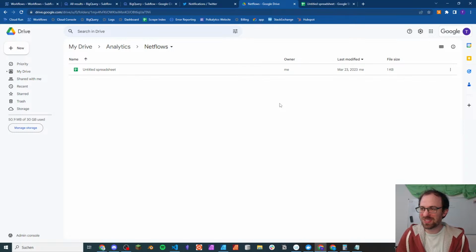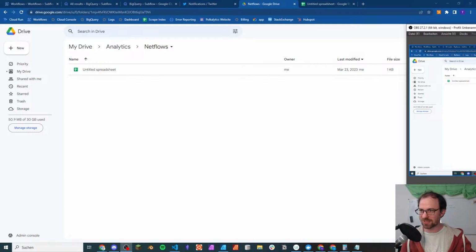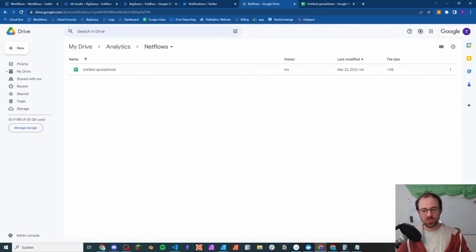The topic of today is Polkadot Parachain Netflows. What I mean by that is, first let me get the microphone in order. Do we have everything in order here? Yes, okay. So what we want to look at is that you have several parachains in Polkadot and the DOT token is flowing between those parachains. The question I'm interested in is, where is DOT flowing to? From which parachain to which parachain is it going?